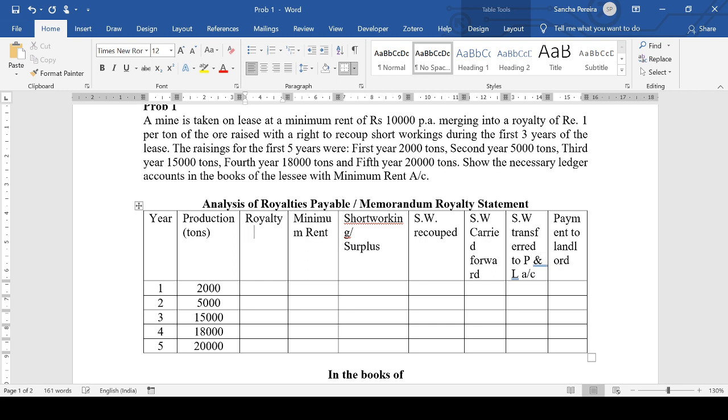So this is going to be in rupees. All the remaining column is going to be in rupees. So though the figures are the same, don't get confused. This is now 2,000 rupees. If it was 2 rupees per ton, this would have been 4,000. Whatever is the royalty. Okay. So 2,000. Here we have 5,000. Same thing. 15,000, 18,000, and 20,000.